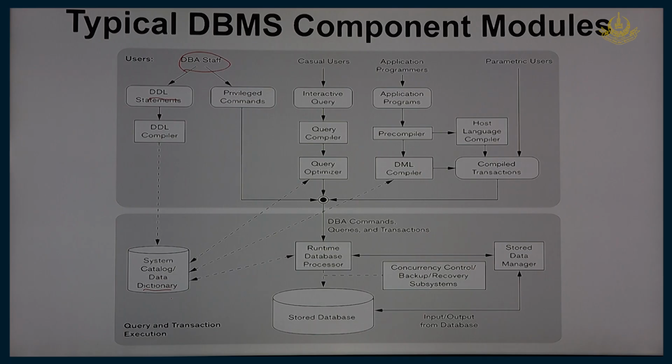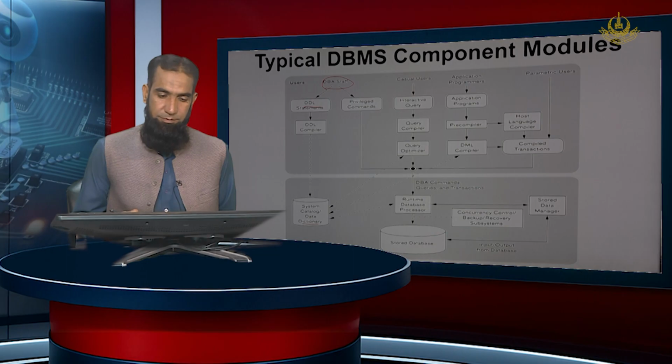Then the casual users, they write interactive queries, and the query compiler compiles them, and the query optimizer optimizes them. The core role of query optimizer is basically processing of query in minimum time with minimum resources. That can be memory, which is a resource, and time is a resource. So they also access this data from data dictionary.